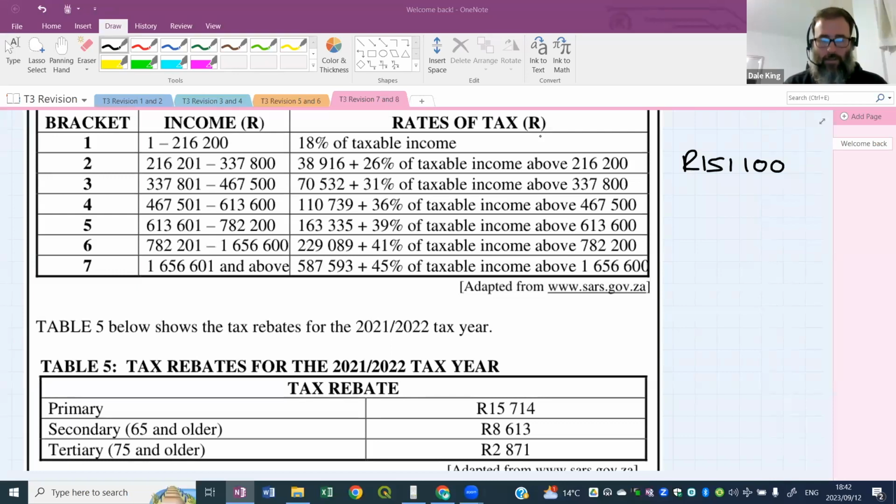The person that gave you that exam might have found it from this place, or it's just a common question, which is good. We need to practice the common questions. So the person earns this much here in a year. They're 75 years and older. Show that they will not pay any tax. Show by calculation. It's 5 marks. You can't just say something. You got to show a lot of calculations.